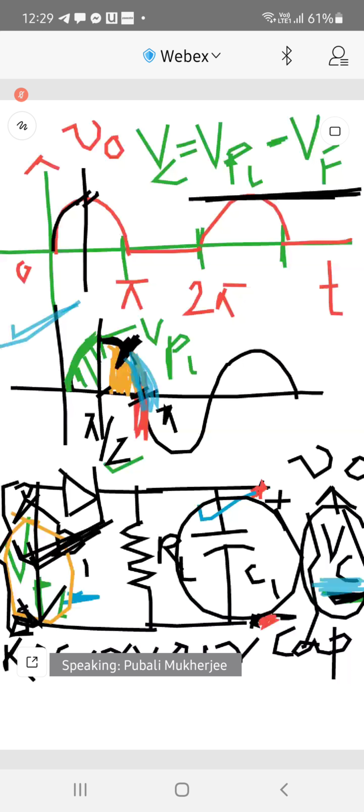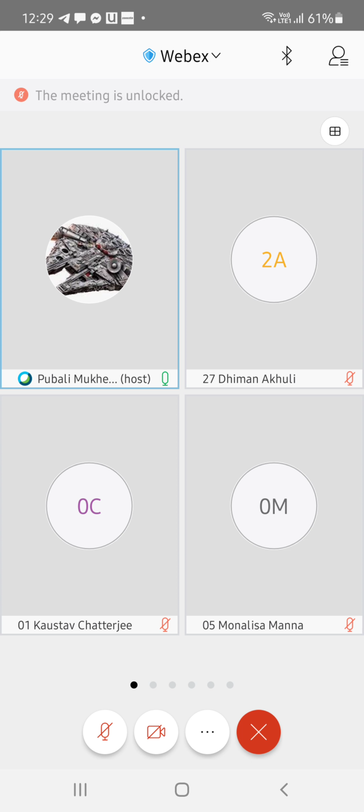So what is the output voltage that you are now measuring? What is the output? The screen ta zoom hoye geche, choto korte parchi na. What is the output voltage that you are measuring? Oh sorry, I just tapped on the wrong point and the screen would go. Anyways, it's gone. I'll draw a fresh screen for you.